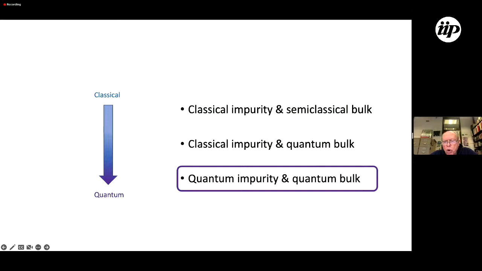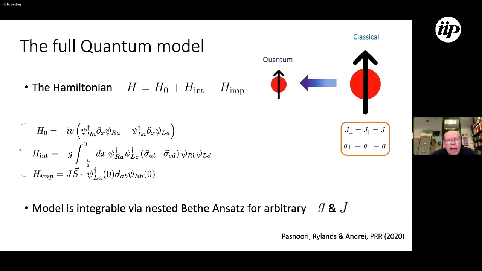We are now going to go to the next step and do a fully quantum treatment where both the impurity and the bulk are quantum. And we can do that because the model is integrable for any G and J. Again, let me remind you, this is the Hamiltonian with left and right movers. This opens a gap. And here we can do it only for the model, as far as we understand at this point, that is integrable only for the isotropic case. And here is the coupling to the impurity.